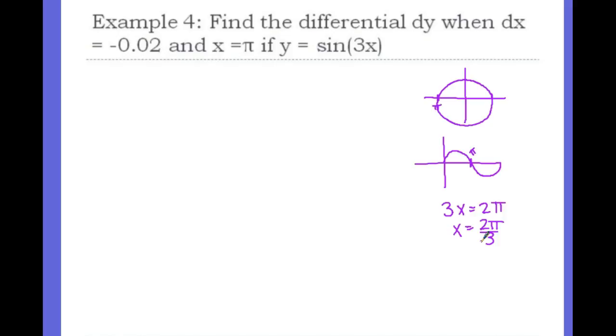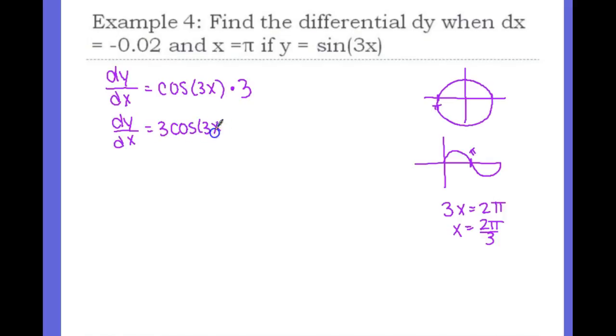Okay, so what's dy dx? Well, we have to find dy dx and then go back and solve for dy. So what's the derivative of sine of 3x? Remember that this is a chain rule, so you get cosine of 3x times 3, because you have to multiply by the derivative of the inside. So dy dx in general is 3 cosine 3x. What that means is the change in y over the change in x is 3 cosine 3x.